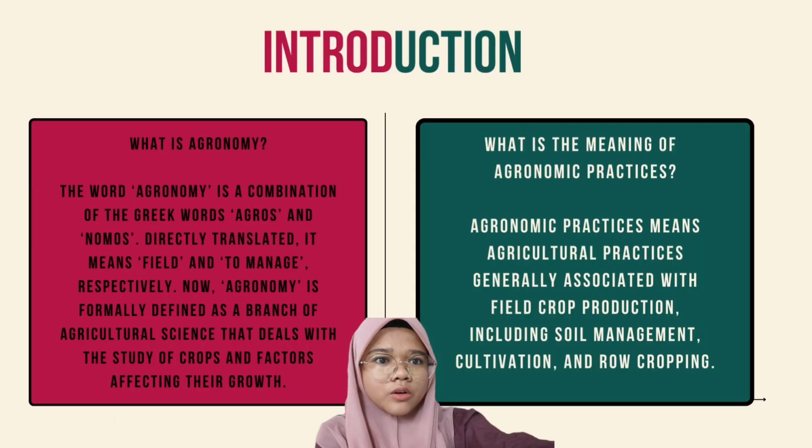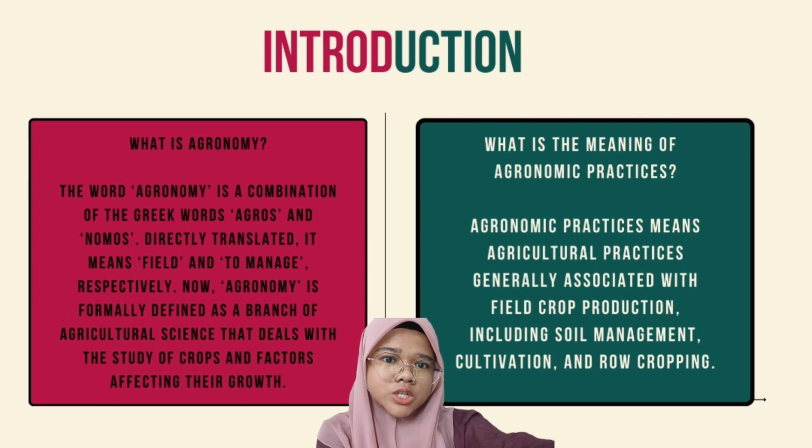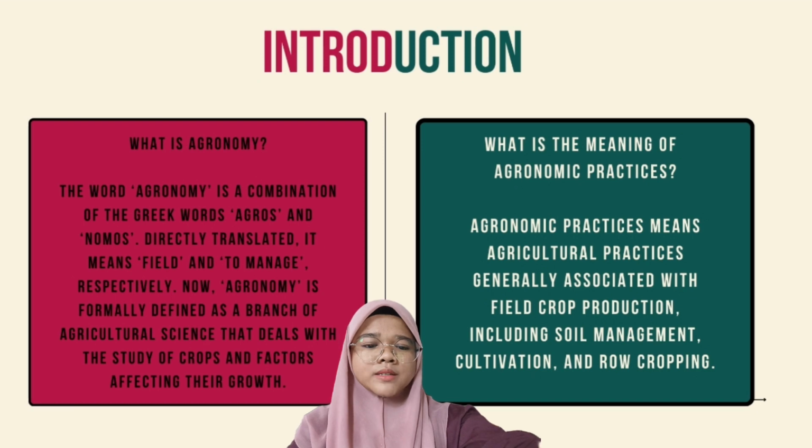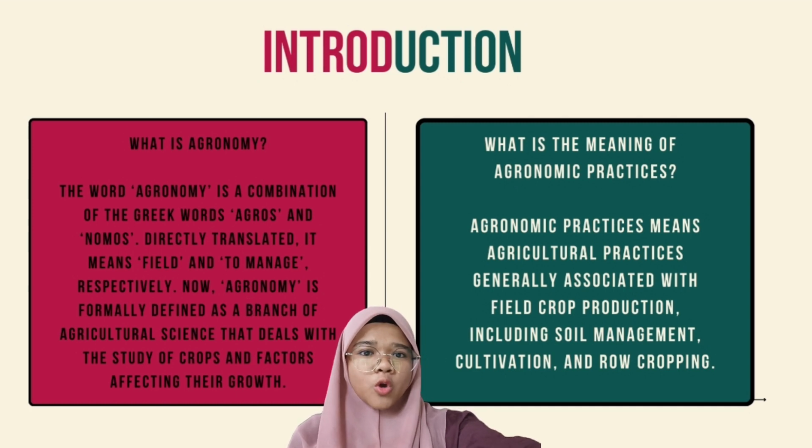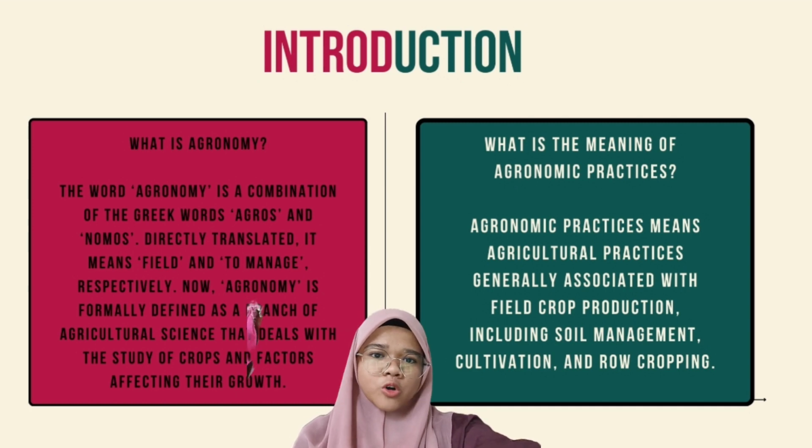The meaning of agronomy. Agronomy is two words combined, agro and nomos, which directly mean field and manage. Agronomy is formally defined as a branch of agricultural science that deals with the study of crops and the factors affecting their growth. Agronomic practices are agricultural practices involved in crop production, including soil management, cultivation, and row cropping.